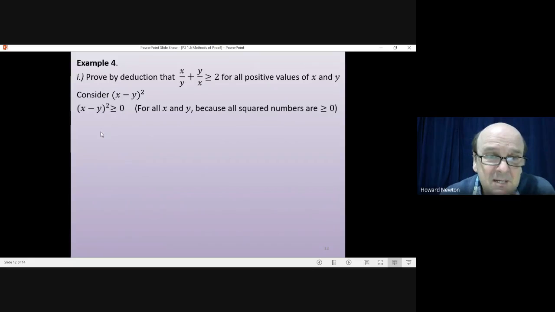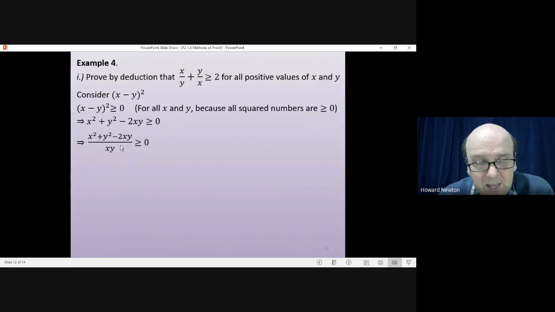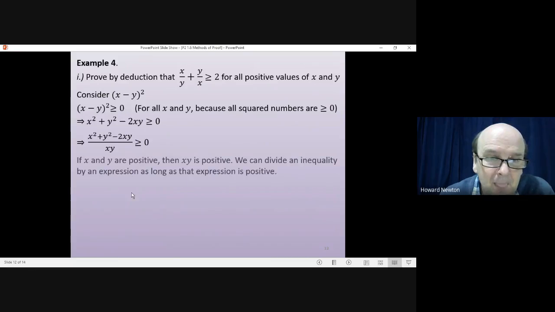And as we just said, well, x minus y squared has to be greater than or equal to 0 for all values of x and y, because all squared numbers are greater than or equal to 0. Then we'll square the brackets. That gives us x squared plus y squared minus 2xy has to be greater than or equal to 0. Then we're going to divide by the xy, and we can divide by xy because we know that xy must be positive because both x and y are, which is what that says there.